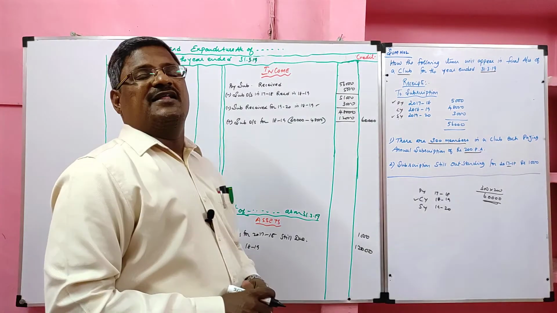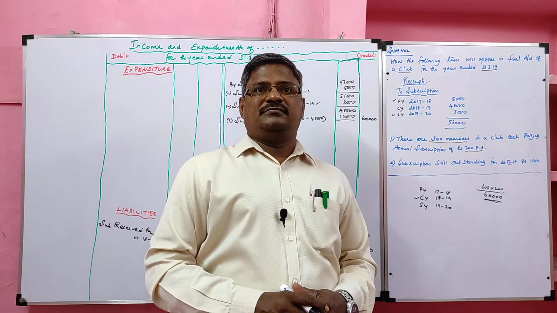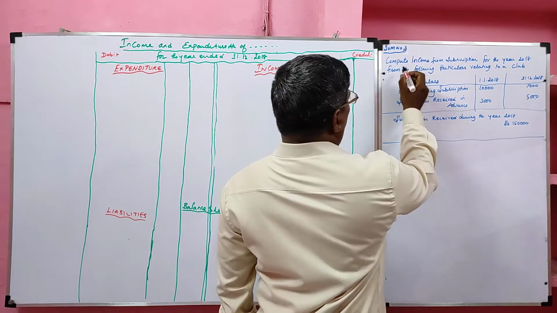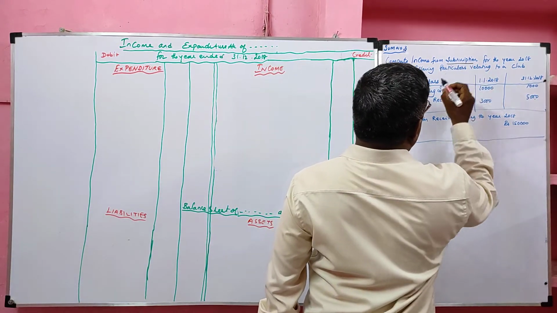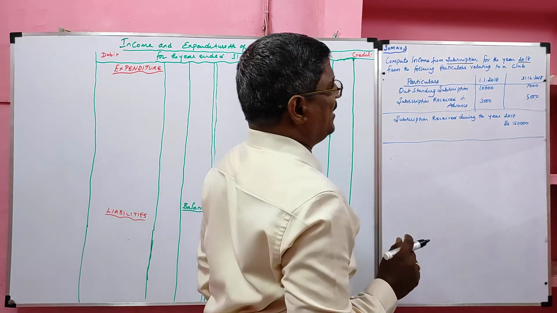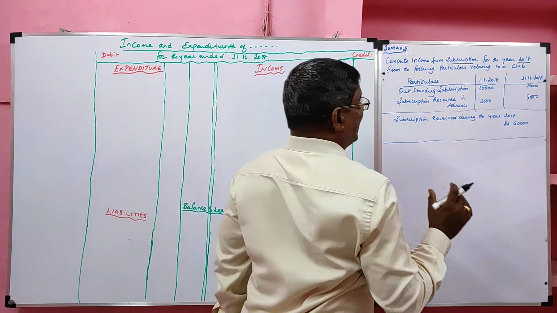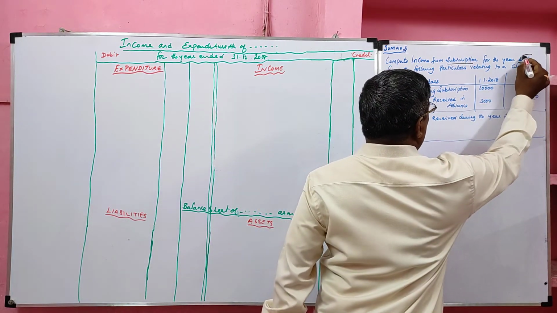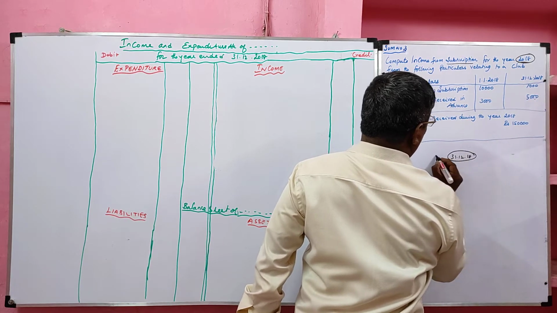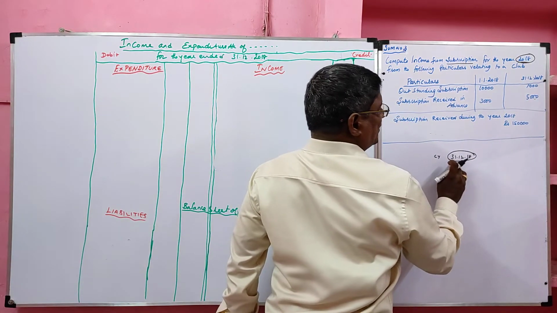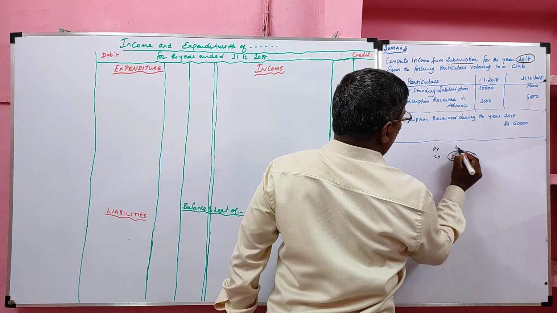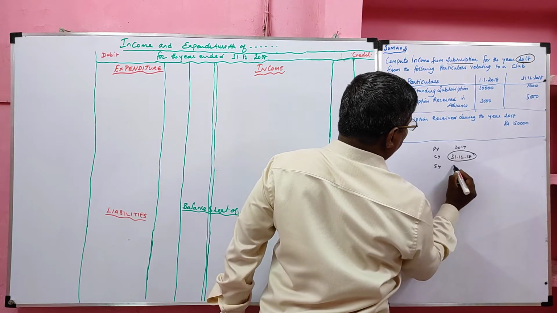Students, let me see the third problem. Now we will see the third problem. Look at the board. Sum number 3. Compute income from subscription for the year 2018. Students, here they are following the calendar year, so the period ends on 31st December 2018. So our current year is 2018, our previous year is 2017, our subsequent year is 2019.